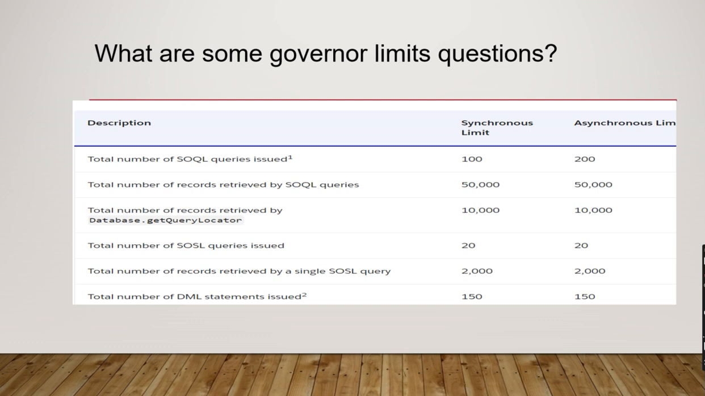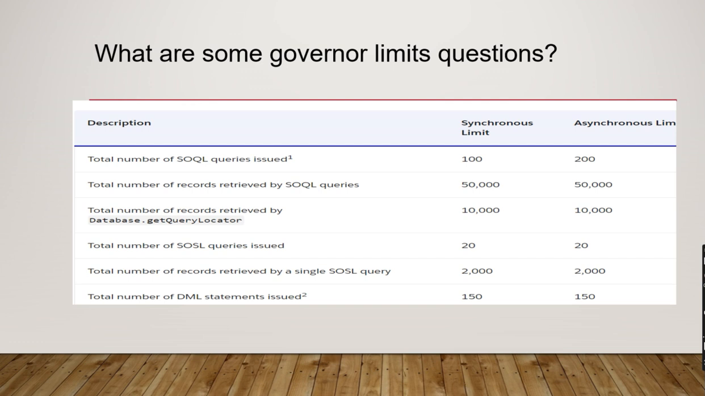SOSL queries is 20. The total number of records retrieved by a single SOQL is 2000. Now the very important one is the last one, total number of DML statements issued, 150. We have already seen that in the DML database slides. If you have not seen that, please go back and see that database transaction slide.